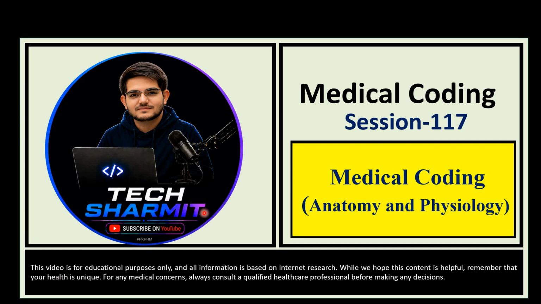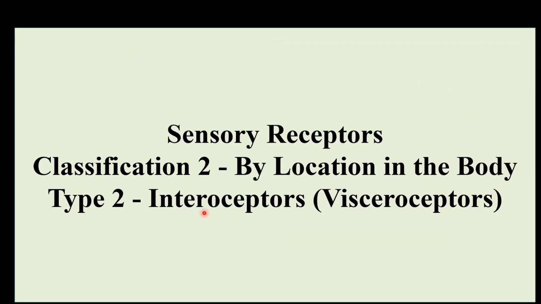In this session, we are going to talk about another very important topic related to medical coding anatomy, where we will be mainly discussing the second type of sensory receptor that comes under classification 2, which is based on the location in the body. So mainly we are going to talk about what is interoceptor and what is visceroceptors. We will discuss this in a very detailed way.